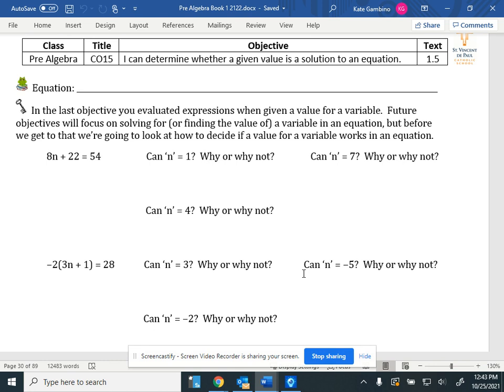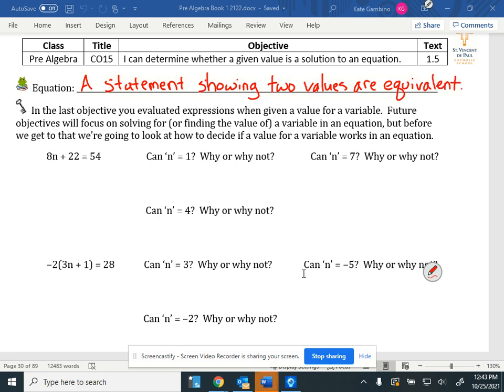So first, let's start with filling in our definition of an equation. An equation is a statement showing two values are equivalent. So an equation is a statement showing two values are equivalent.